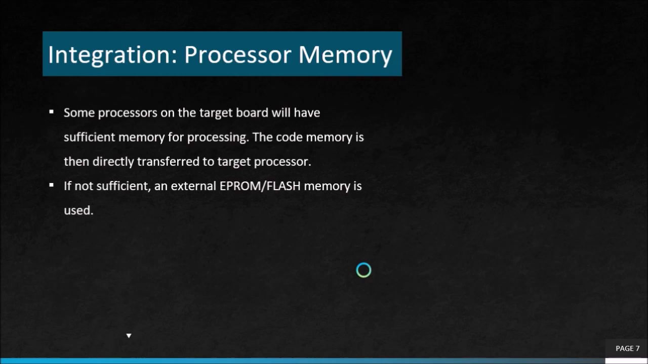We come across a term called code memory here. Simply speaking, the memory to which the firmware should be loaded is the code memory. A target board will have an IC or a processor unit. Some processors have sufficient memory for the code. If not, they use external EEPROM or flash memories to accommodate their code.